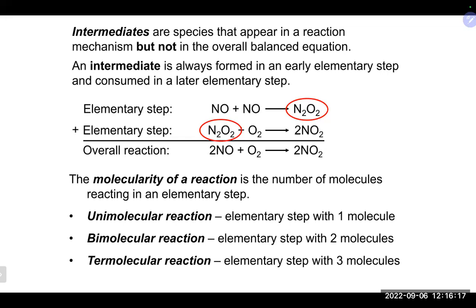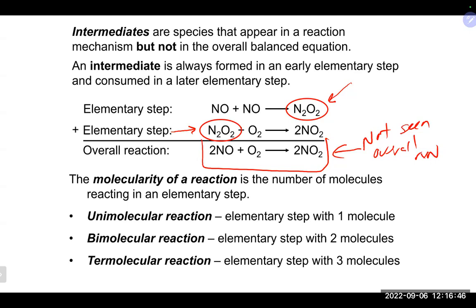It is not. So that's a really important distinction for something to be an intermediate. It's got to pretty much be made early on in a mechanism, and then it's got to be completely used up by the time the reaction is over. And that's what we see here when we look at the N2O2. We make it early on, then we completely use it up. It is not seen here. So it's not seen in the overall reaction. And that's what makes it an intermediate for sure.